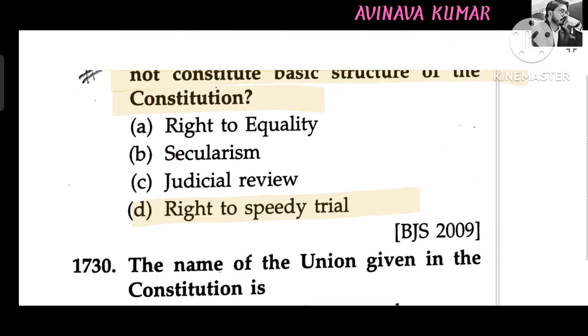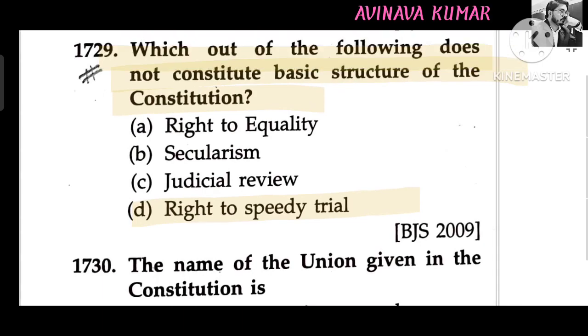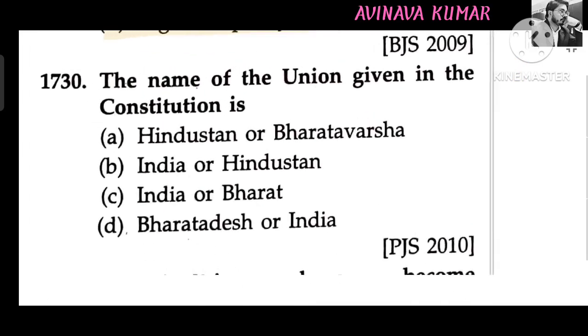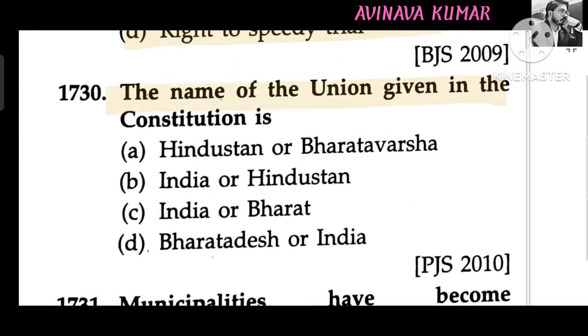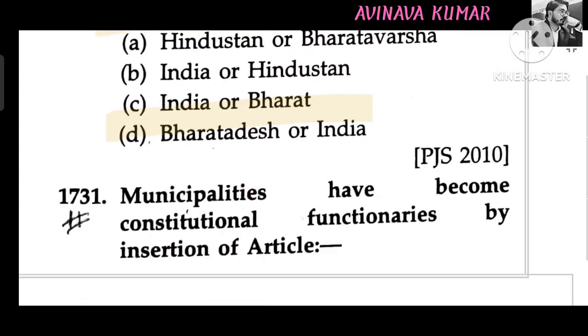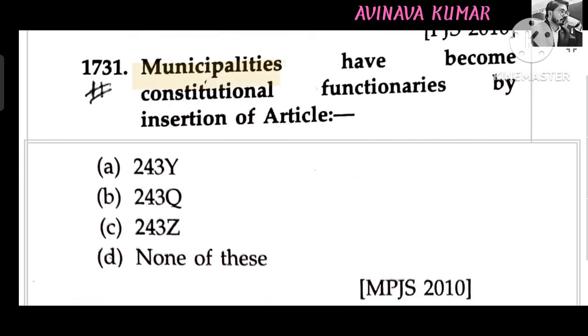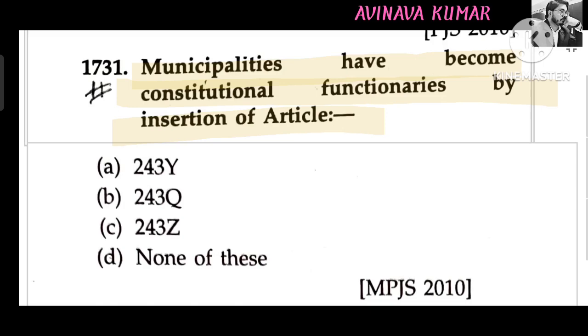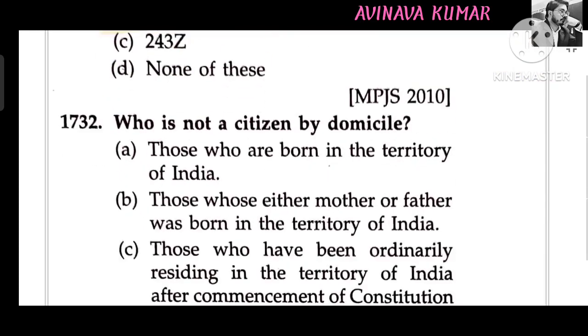Right to speedy trial. Which is the basic structure? Right to equality, secularism and judicial review. The name of the Union given in the Constitution is India or Bharat. The municipalities have become constitutional functionaries by the insertion of Article 243Q.